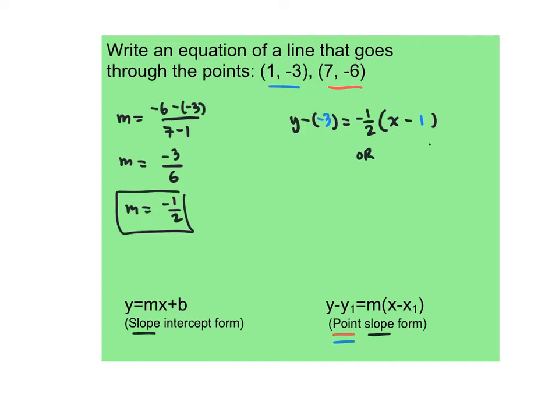Or if you chose to use the red point, you could take y minus the y value is equal to the slope times x minus the x value, and then go ahead and plug in your x and y values. That would be a correct answer in either case, which would be equivalent to the equation of a line that passes through those 2 points. All right, let's look at another example.